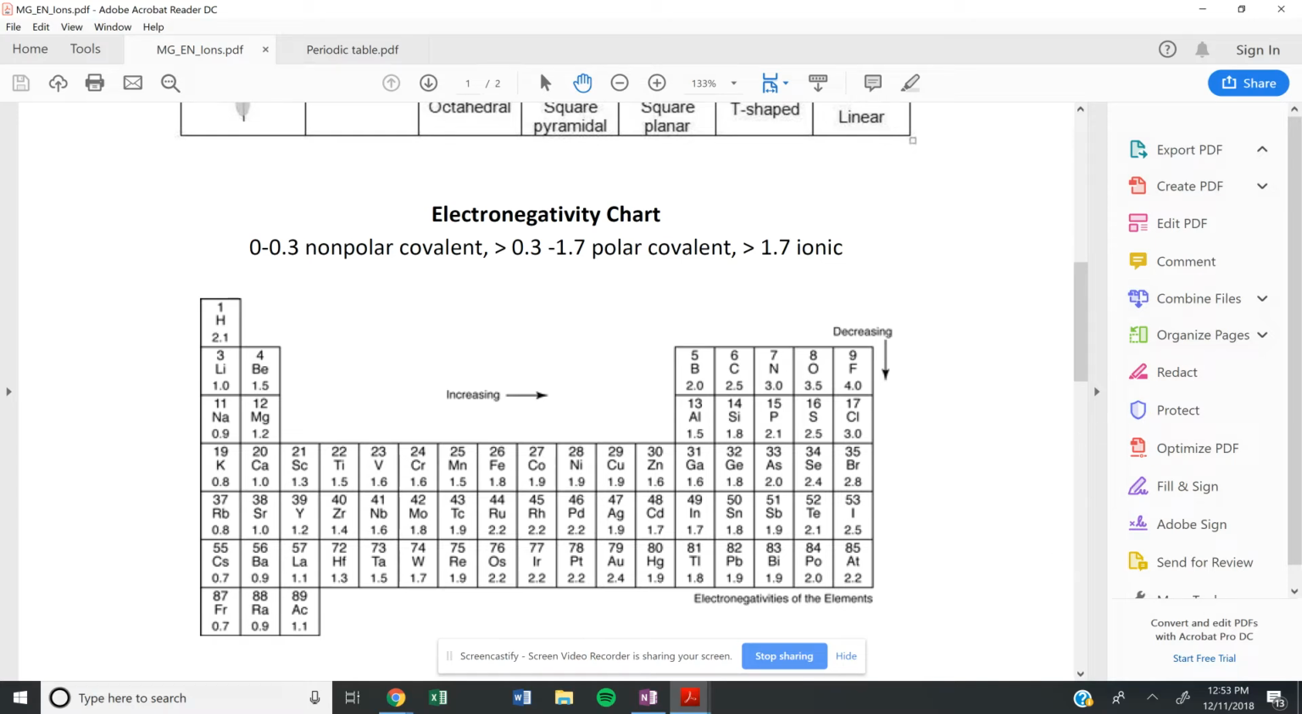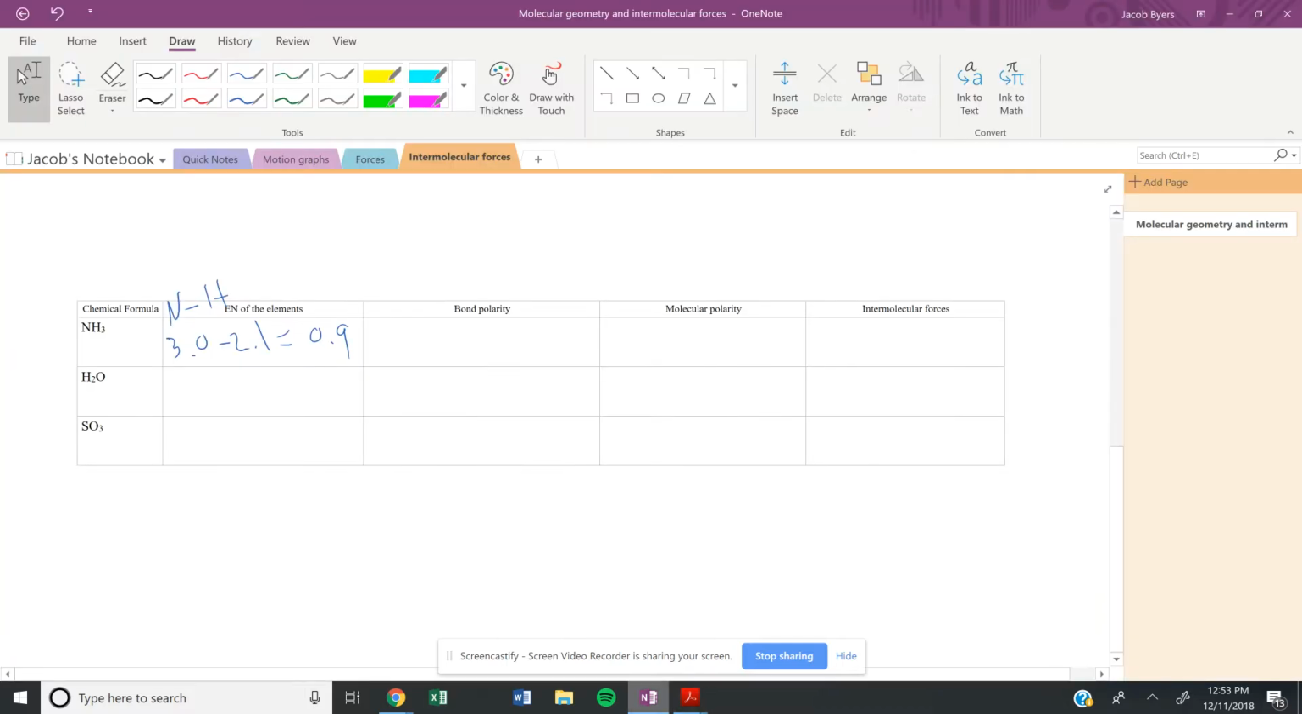What that means is nitrogen, being more electronegative, attracts those electrons more than hydrogen does, so it will have a partially negative charge on it, where hydrogen will have a partially positive charge. So our bond polarity is polar. It's partial charges. That's what our little lowercase delta sign means, because unlike ionic bonds, they don't actually transfer the electrons. They're shared, just shared unequally.